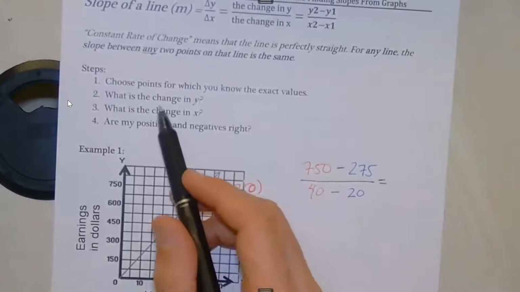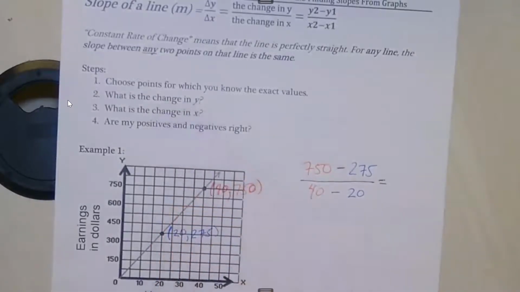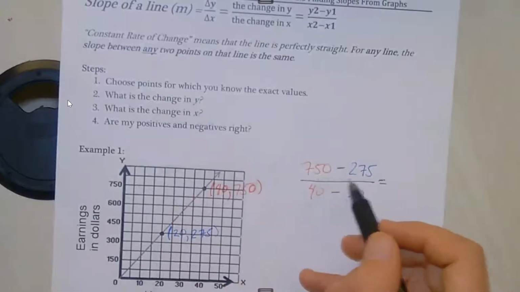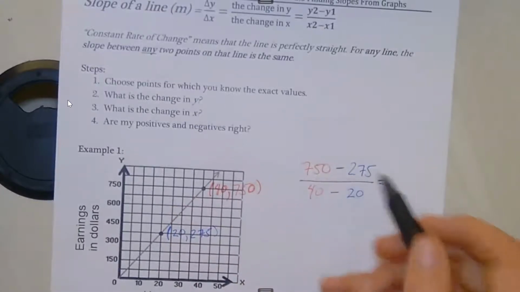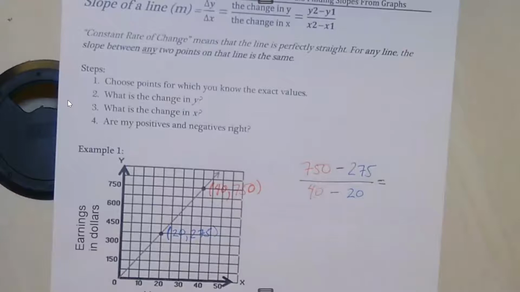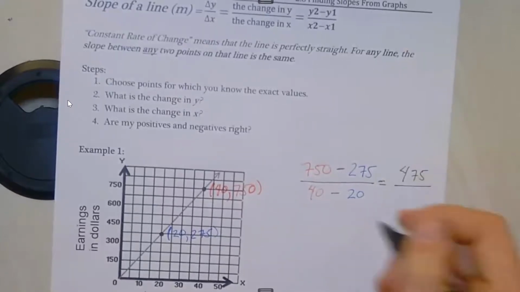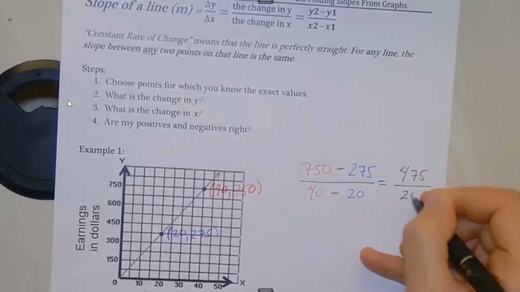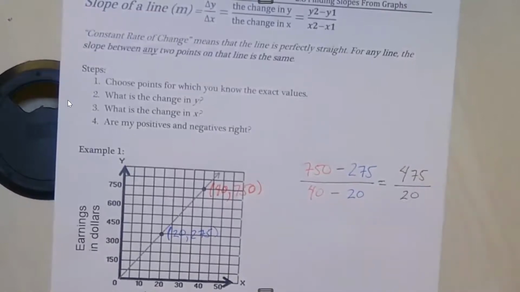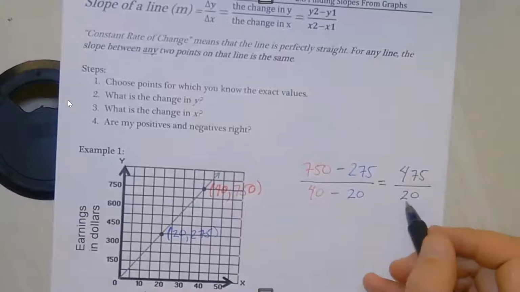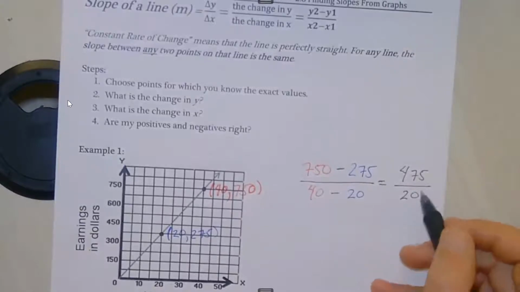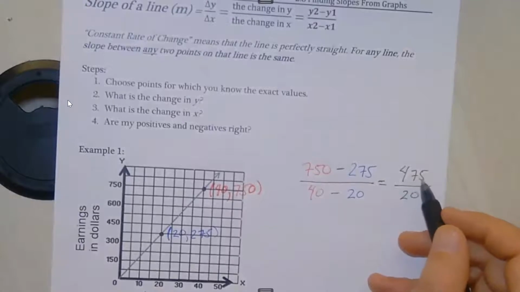Now, find that change in y. So 750 minus 275 is 475. And 40 minus 20 is 20. So this says for every 20 hours that Natalie works, her earnings increase by $475.